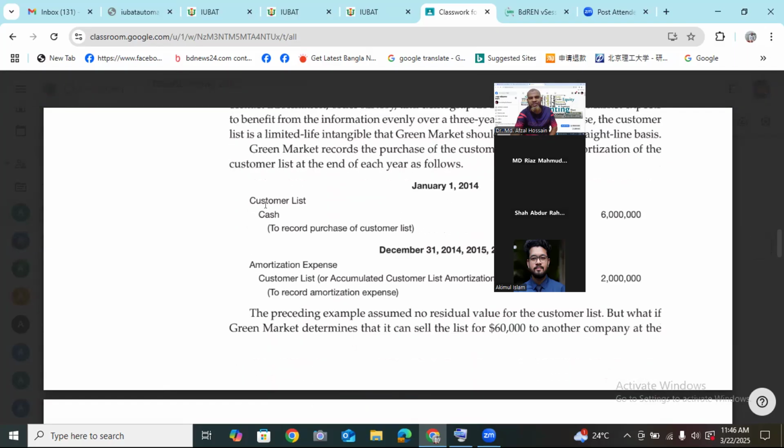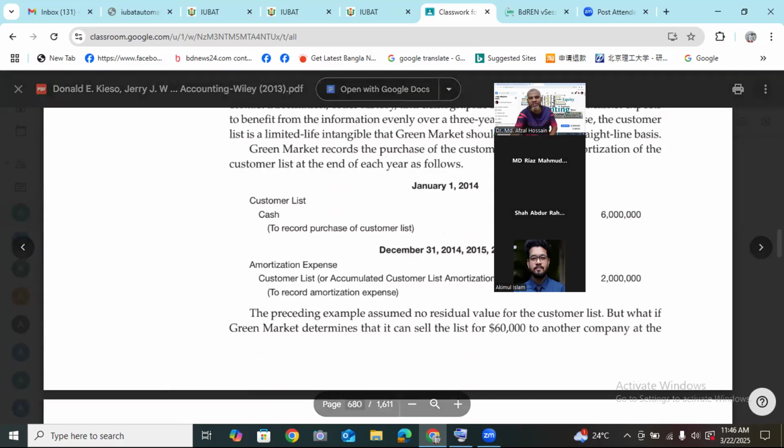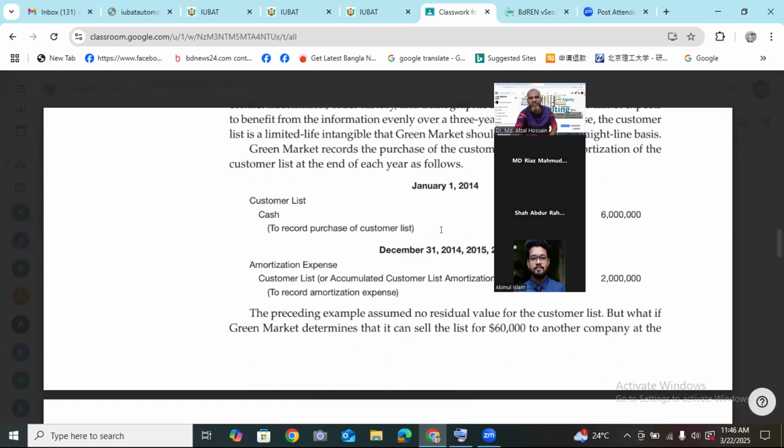Customer list debit 6 million, cash credit 6 million to purchase the customer list. Say for example, some companies for online marketing, Google sell some of their customers to other marketplaces, and they message you. This is an intangible asset, you know. Even Facebook does the same thing.